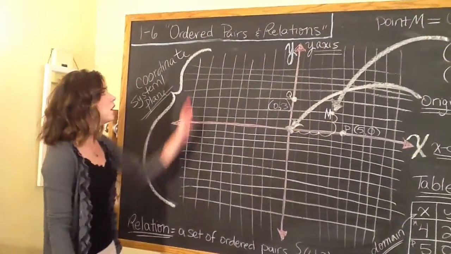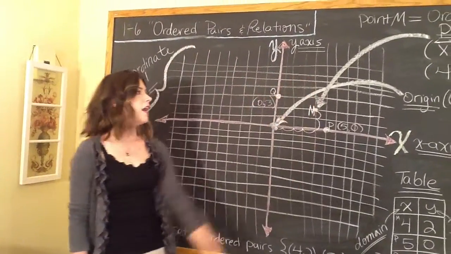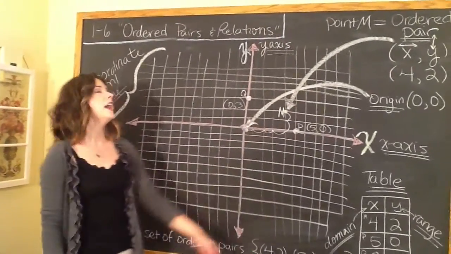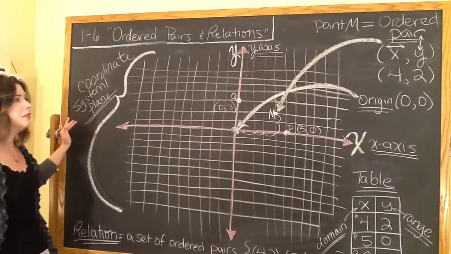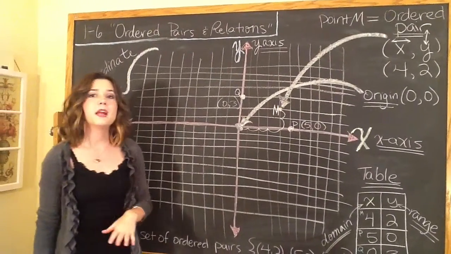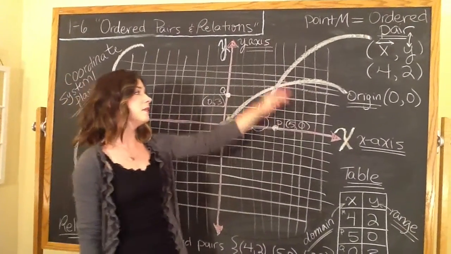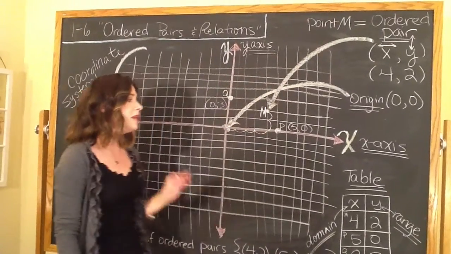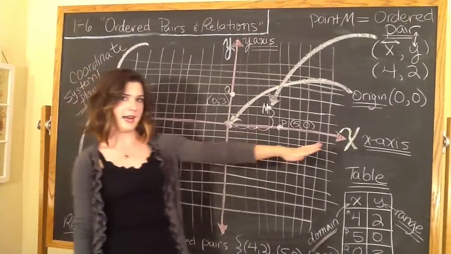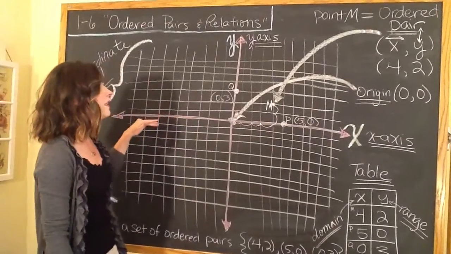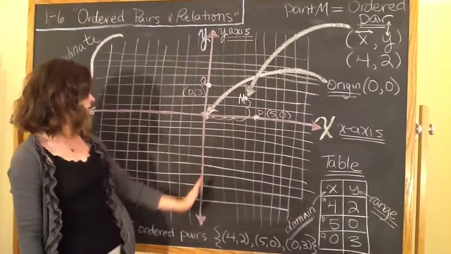We're going to be talking about ordered pairs and relations today. Now what you see up here is called a coordinate system or a coordinate plane. A coordinate system is made up of a bunch of vertical lines and a bunch of horizontal lines. The main horizontal line is called the x-axis, which is right here. And the main vertical line is called the y-axis, which is right here.